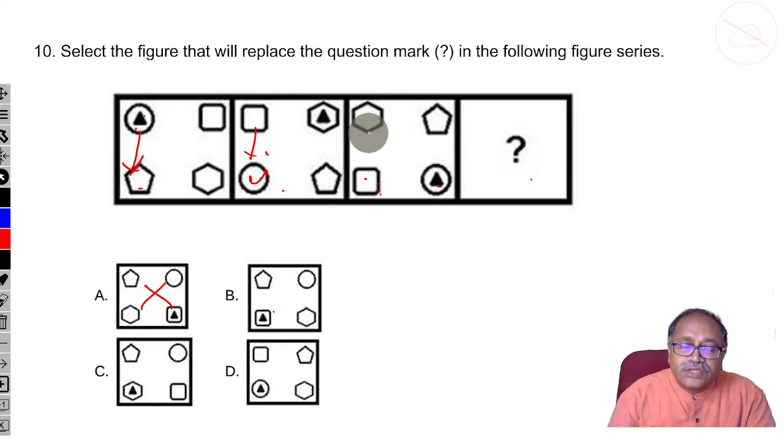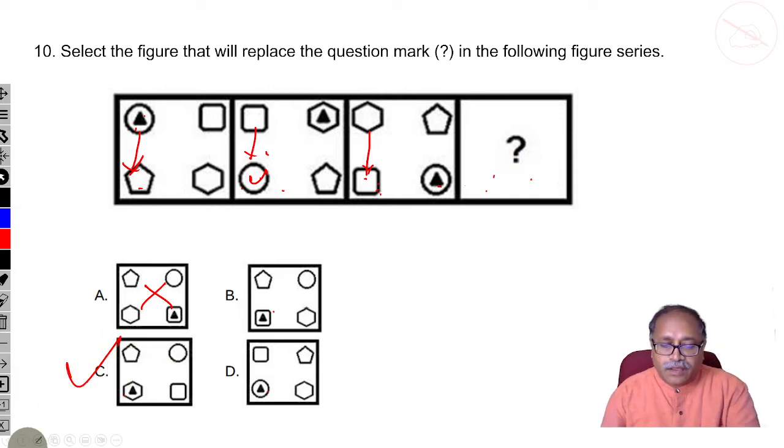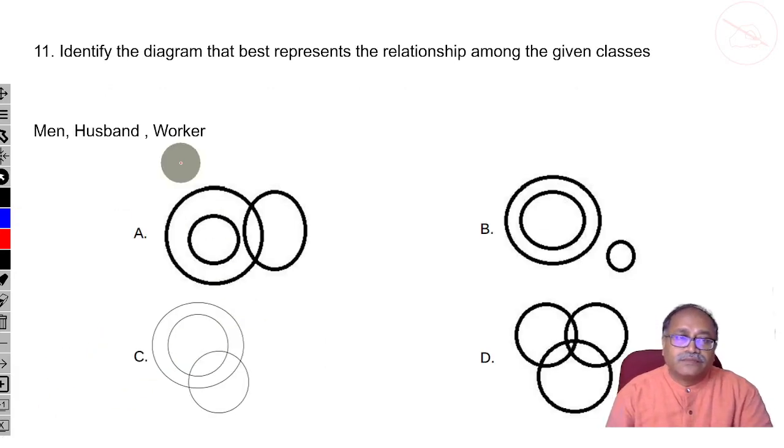Now next, this hexagon should come over here. That means the hexagon from where, option C. Let's move on to the next one.